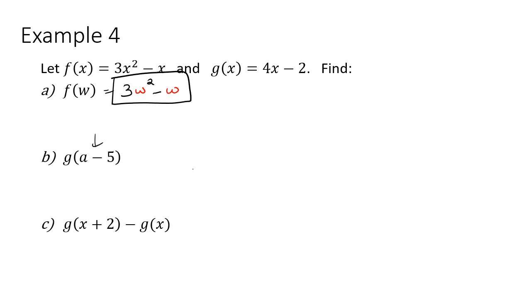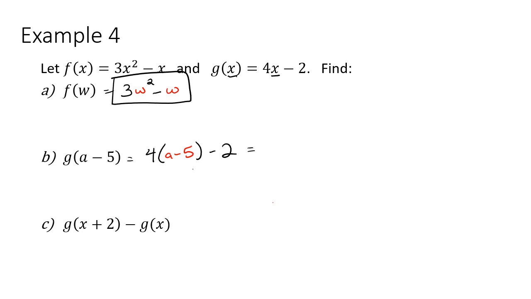We've got g of a minus 5, and this is where the parentheses are really going to start to come into play. Anytime you have a negative number in here, or anytime you have an expression with a lot going on like this, replace your variable with parentheses. So what I'm going to do is take the x in g, and replace it with a minus 5. But when I do, it needs to be 4 times all of that. So this is going to be 4 times all of a minus 5, still with the minus 2 on the end.